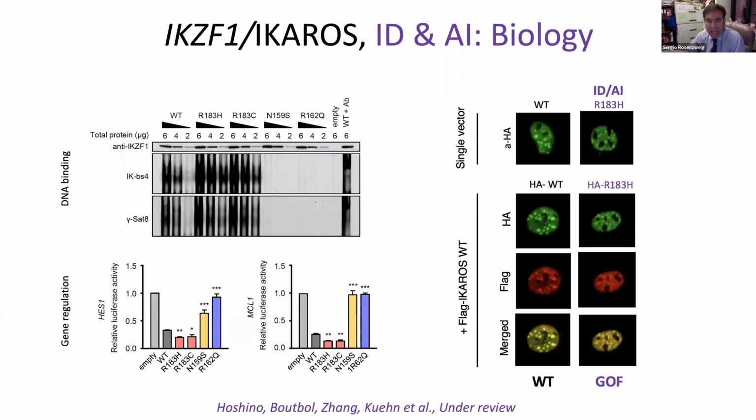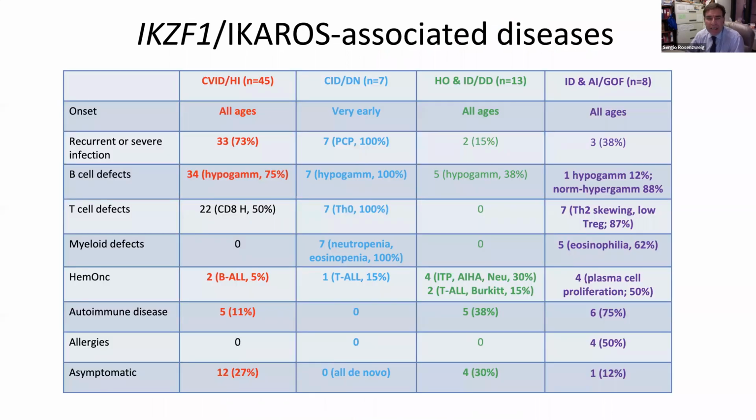So what I have shown you so far is that 4 different mechanisms of action can give you 4 different types of clinical phenotypes, and 4 different types of tips that can help you to diagnose different forms of IKAROS-associated diseases. You have the haploinsufficiency with CVID, where the clinical phenotype is going to be at all ages. Infections are highly prevalent. Most patients will have hypogammaglobulinemia of at least 2 isotypes.